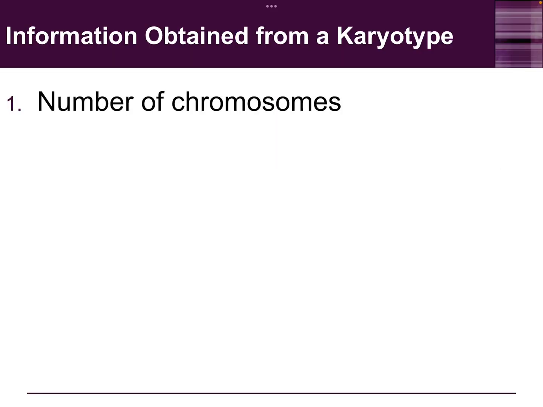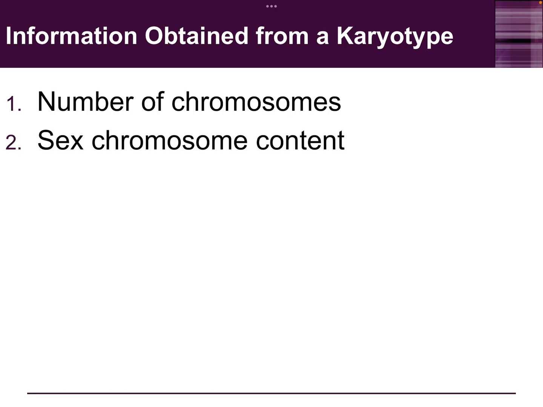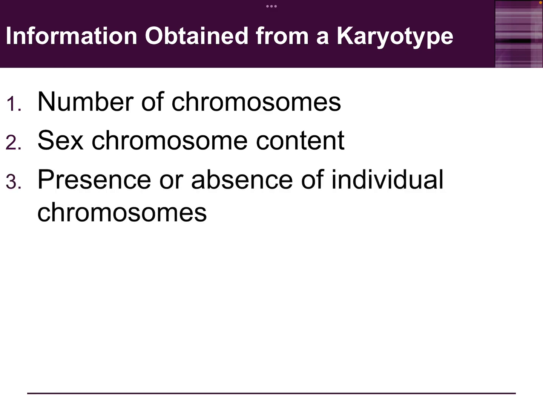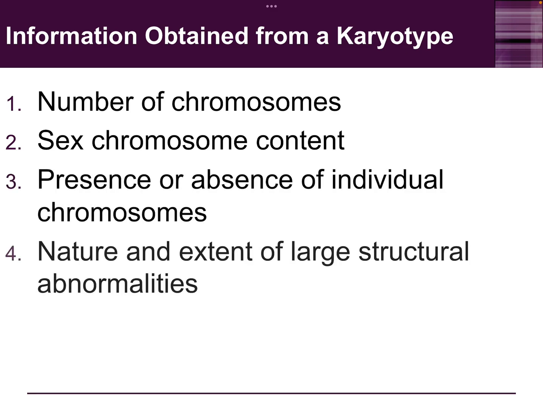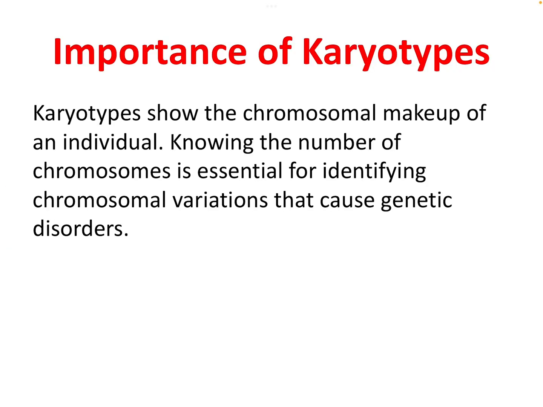The information obtained from a karyotype is the number of the chromosomes, the sex chromosome content, the presence or absence of individual chromosomes, and the nature and extent of large structural abnormalities. The karyotype can show the chromosomal makeup of an individual. So if we know the number of the chromosomes, then we can identify chromosomal variations that can cause genetic disorders.